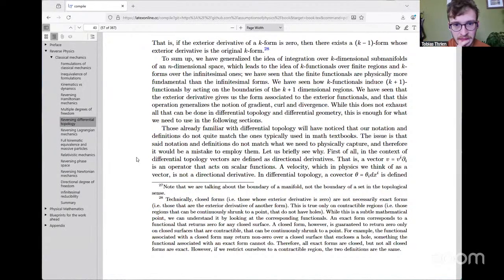Yeah. We have seen how k-functionals induce k+1 functionals by acting on the boundaries of the k+1 dimensional regions. We have seen that the exterior derivative gives us the form associated to the exterior functionals, and that this operation generalizes the notion of gradient, curl, and divergence. While this does not exhaust all that can be done in differential topology and differential geometry, this is enough for what we need to use in the following sections.